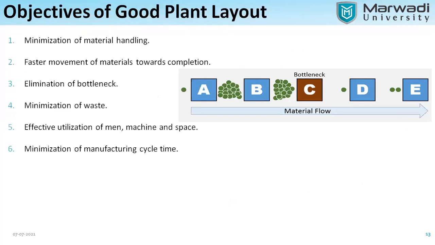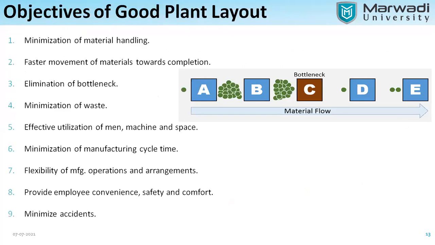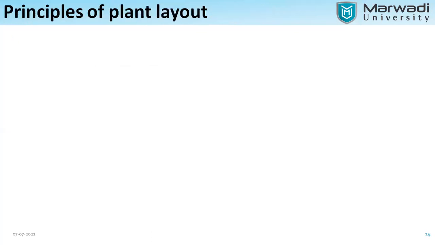Objectives of the good plant layout, इसके points क्या क्या हैं? That is minimization of material handling, faster movement of material towards completion, elimination of bottleneck, minimization of waste, effective utilization of man, machine and space, minimization of manufacturing cycle time, flexibility of manufacturing operation and arrangement, better employee convenience, safety and comfort, and minimize the accident. ये हमारे कुछ basic objectives हैं plant layout के.